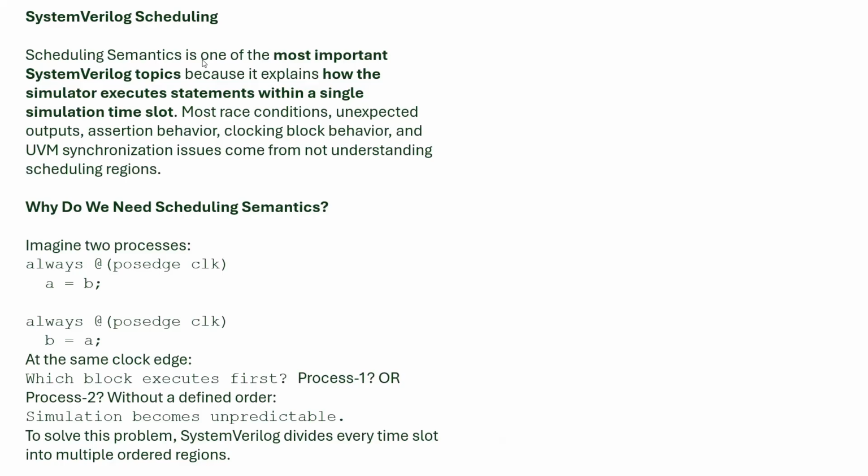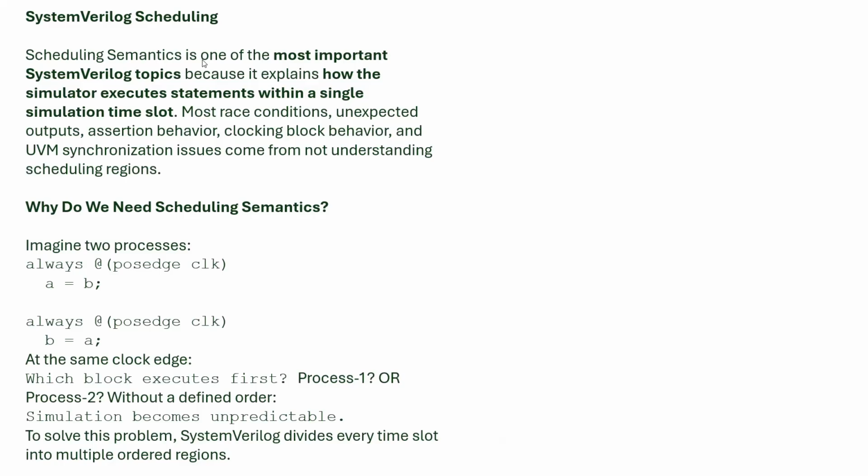You know already active region, inactive region, NBA region, and postpone region in Verilog. Same way, here also some 11 regions are there. All these regions, that means extension of the regions in Verilog, SystemVerilog gives you some prepone region and postpone region, pre-active region, post-active region, pre-inactive region. So all these regions come into the picture.